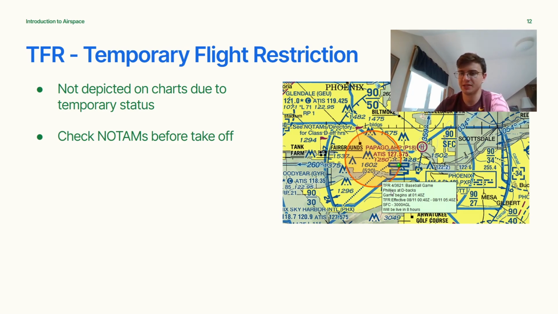So in this case, this TFR is for the Phillies and Diamondback games down in Phoenix, Arizona. They usually do TFRs like if the president is coming to town, if there's a very important figure, or if there's a big event happening. Like in Minnesota here, we have the state fair. They're going to put a TFR over the state fair because there's going to be hundreds of thousands of people there. So make sure you check your NOTAMs before taking off. You do not want to fly through a TFR.